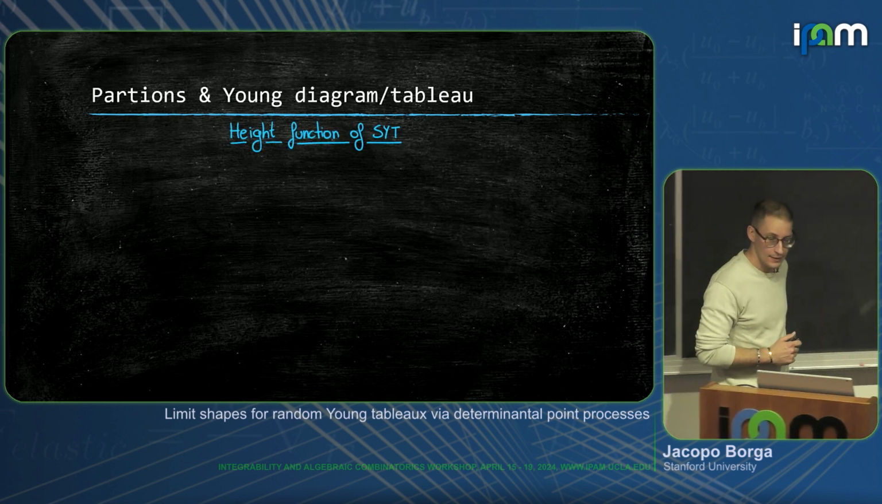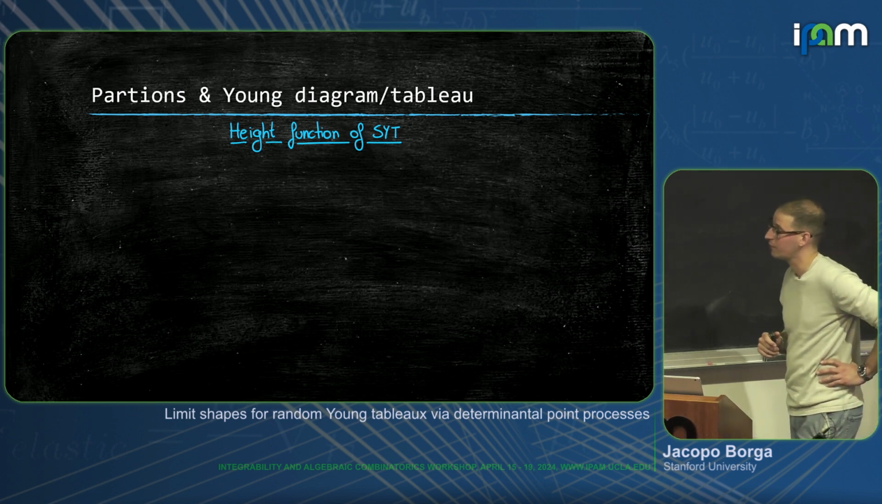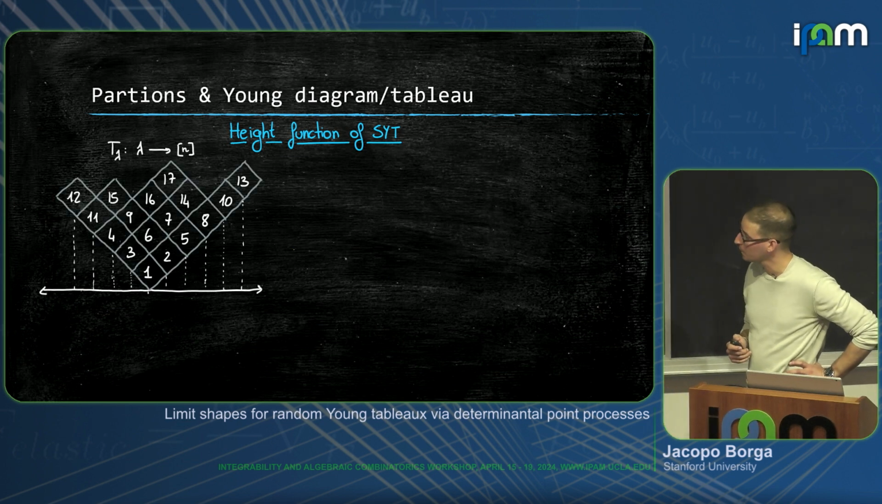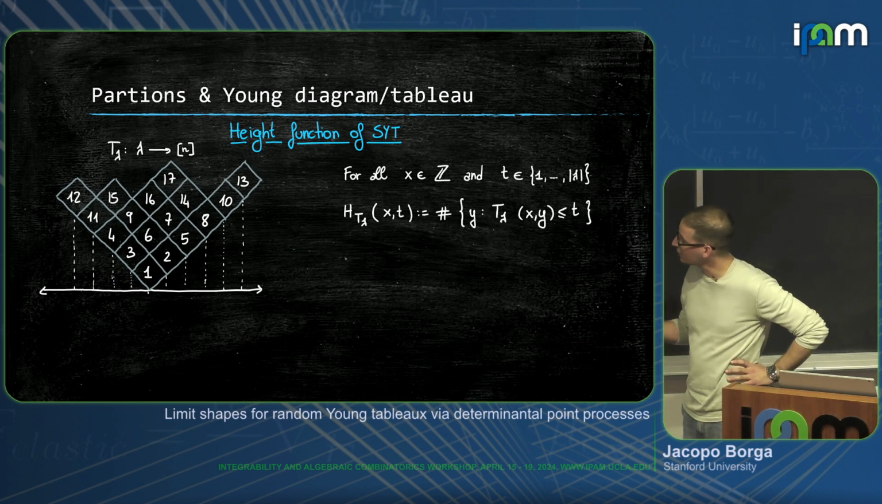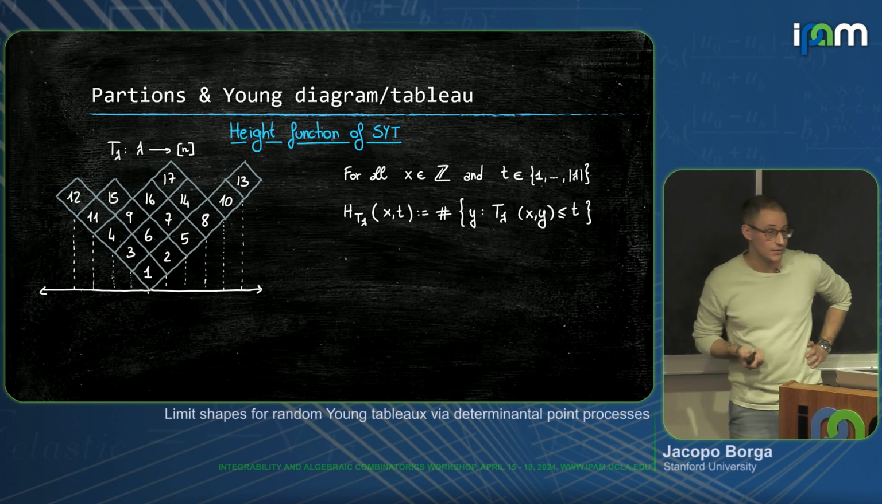Okay, last thing, and this is probably a bit less usual, even if I know that some of you are familiar, is the height function of a standard Young tableau. So again, here is the example from before. And the height function is defined like that. It's defined for every x on the real line, integer valued. And you fix a t that is the value of some box. And the height function h(x, t) is exactly the number of boxes in the vertical line at x that take value less than or equal to t.